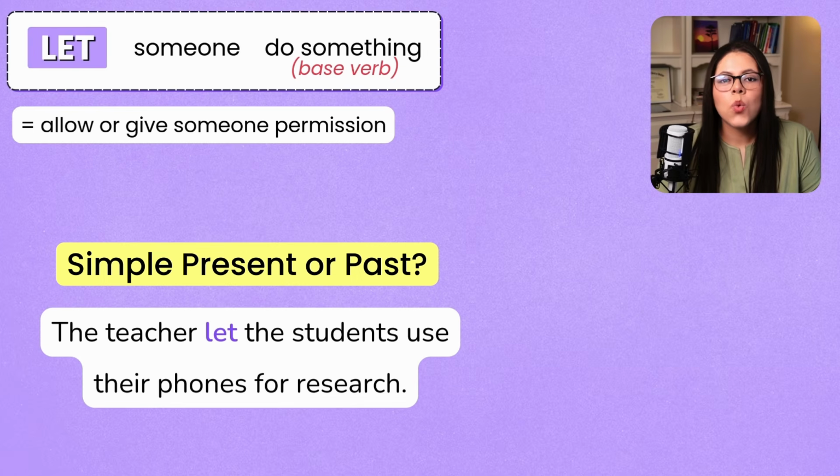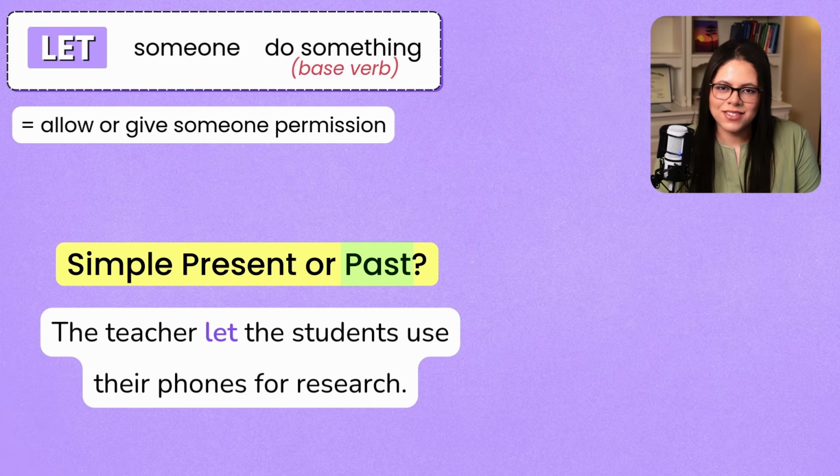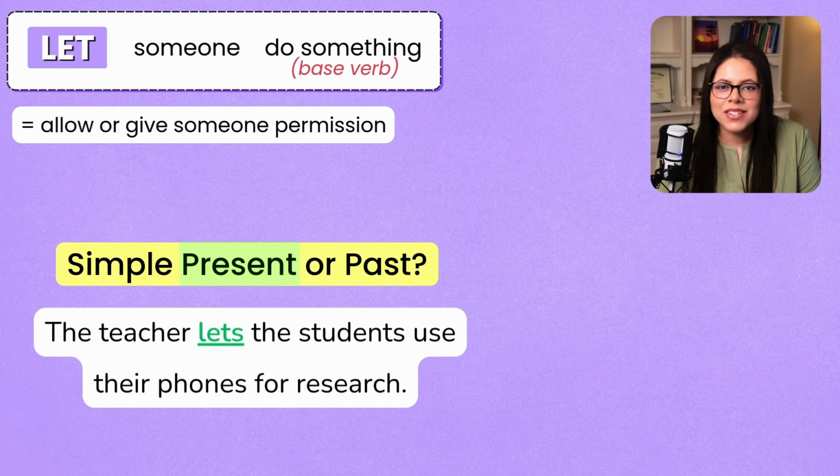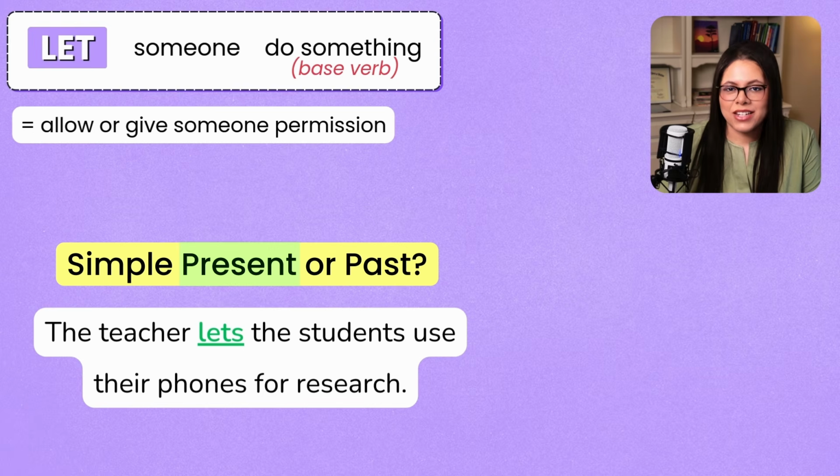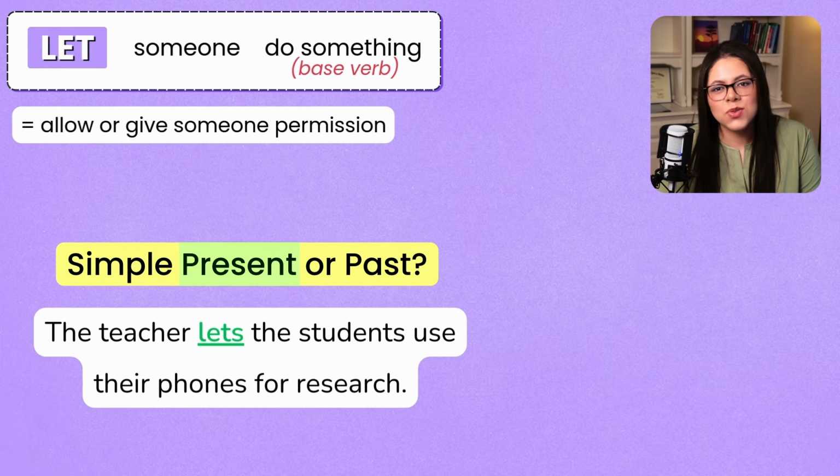The action happened one time in the past. We know this because if we have a third-person subject, one person or one thing, like the teacher, we need to add an S to the verb in the simple present tense. So let's change this. The teacher lets the students use their phones. Now, this is a repeated action that happens every time the students need to do some research in class. The teacher allows them, the teacher lets them use their phones.